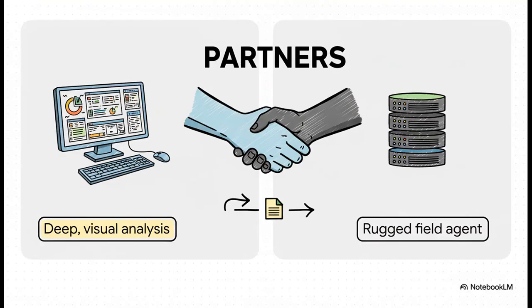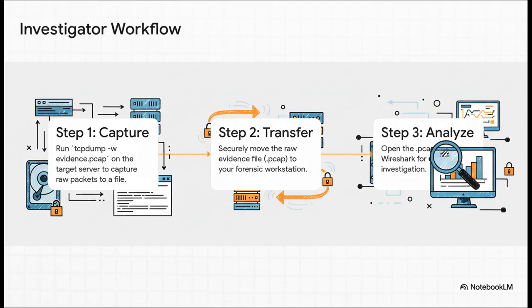Now, this is super important. These two tools are not competitors, they're partners. Think of it this way. tcpdump is the rugged field agent. You put it on a server, and its only job is to capture everything it sees, no questions asked. Wireshark, that's the forensics lab back at your workstation, where you do the deep visual analysis on the evidence that tcpdump collected.